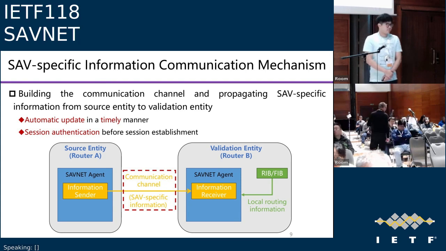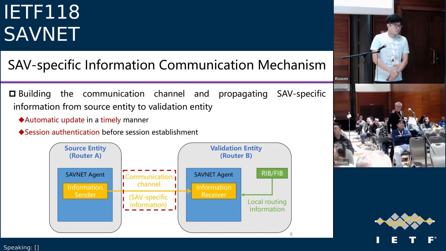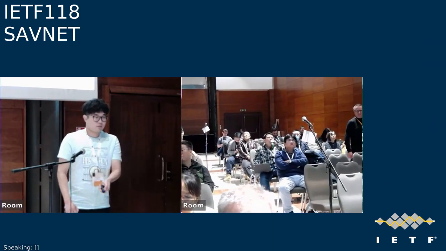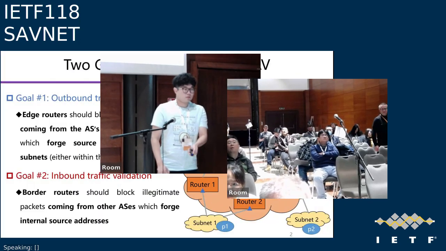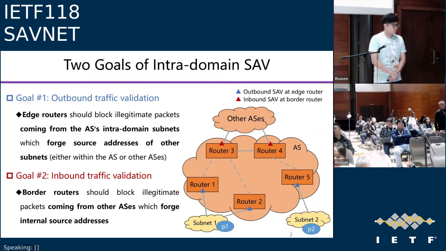Yeah, a short question. You have mentioned there are two kinds of router, the edge router and the border router, and they take different actions. And for the SAV-specific information, within the operator network, I think it is not easy to distinguish the role of the routers and the procedure of the router. So can we find some general solution for both kinds of router? Okay. Thank you. We will consider it. Paimo?